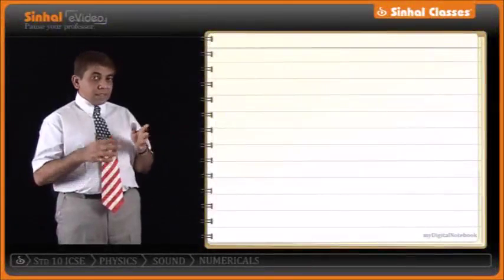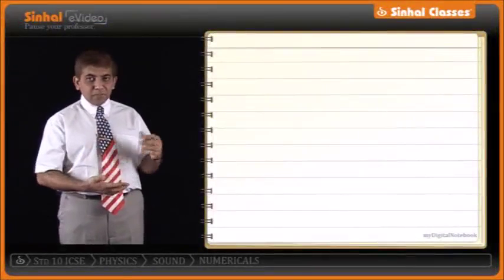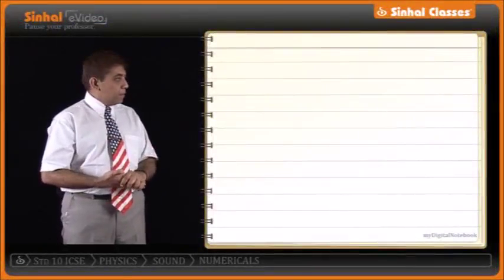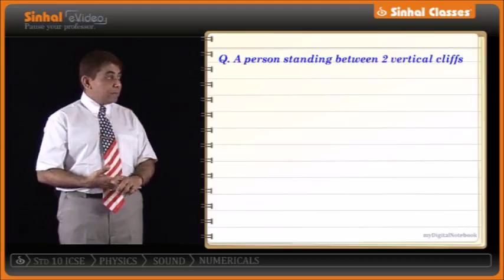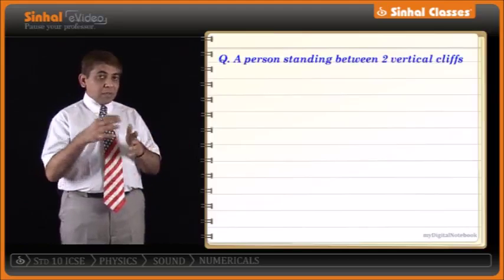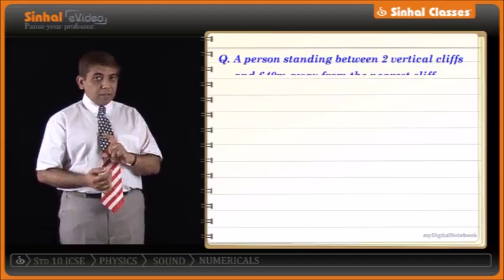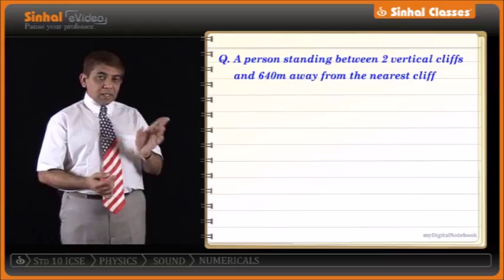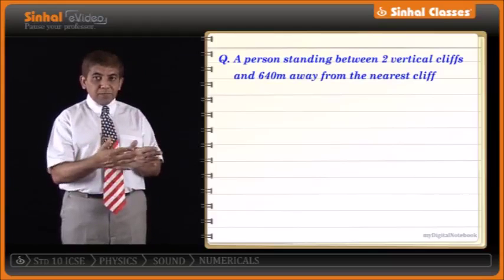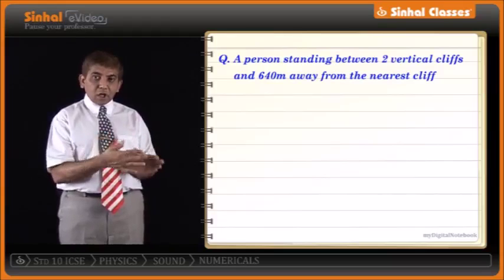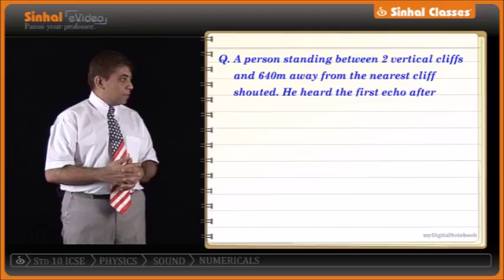How about this one? Sounds the same, but there is just one hitch in this particular sum, which I would like to stress. A person is standing between two vertical cliffs, 640 meter away from the nearest cliff. So he's at a distance of 640 meter from one of the cliffs, and they are saying that that is the shortest distance. So definitely the other cliff is still farther apart.